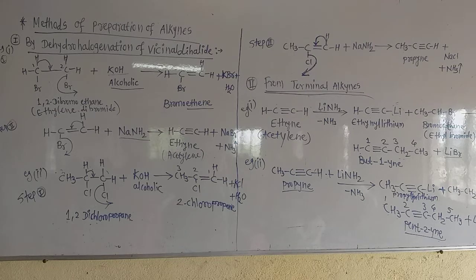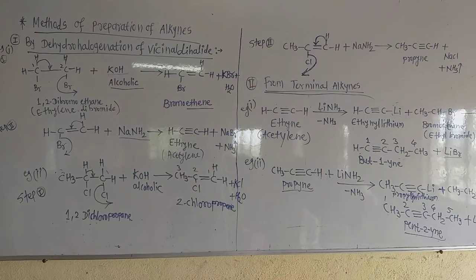So the physical properties of alkynes are similar to those of the alkanes and alkenes. They are less dense than water. That means their density is lower than the density of water. They are insoluble in water as they are organic compounds. They are insoluble in water because like dissolves in like. Organic compounds dissolve in organic solvents.